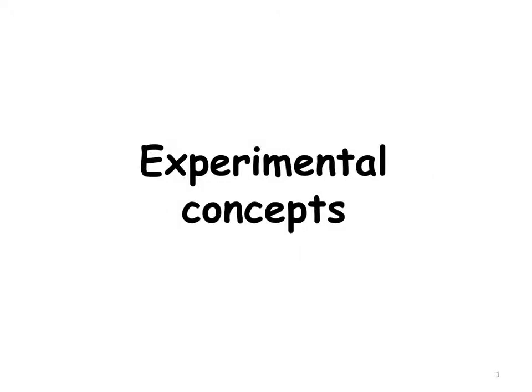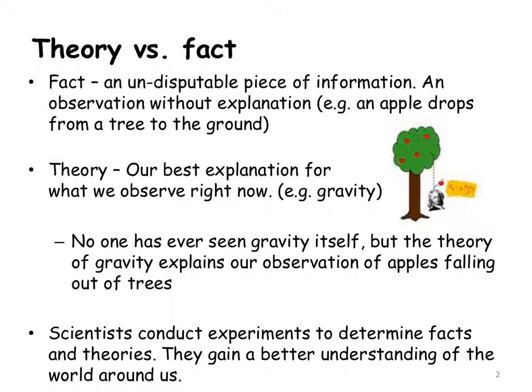So let's remind ourselves of how to write up an experimental report. Remember that we always need to keep in mind that there are two things in science. One is a theory and one is a fact. Facts are undisputable and they are observations. So an apple drops from the tree to the ground. The theory behind that is our best explanation for what we observe right now. For example, we can say it falls to the ground because of gravity.